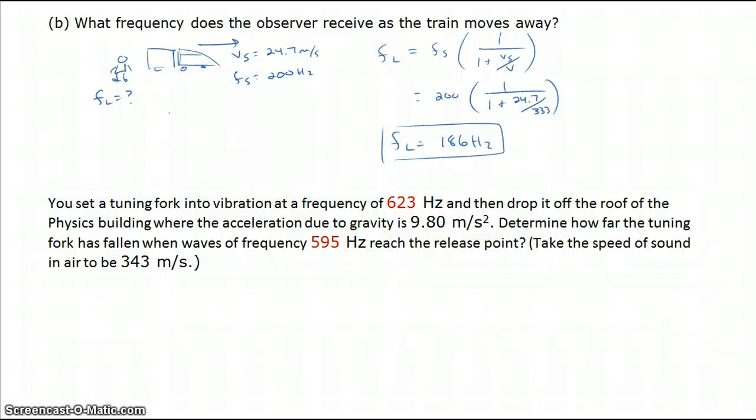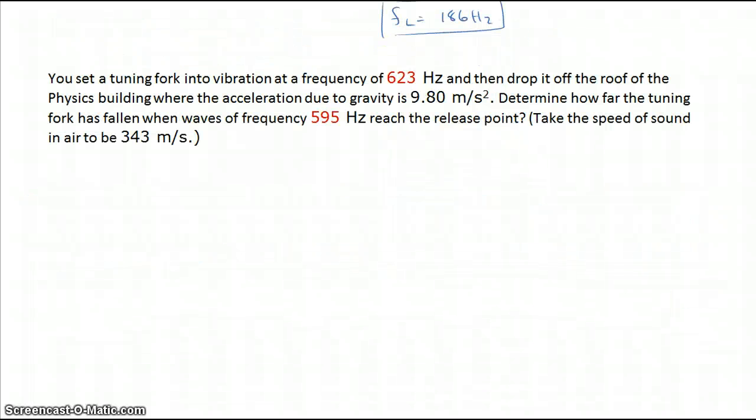Okay, so I chose another little one that I thought was kind of interesting. Here you have a tuning fork, and you get it vibrating, and then you drop it off a building. So here is our little tuning fork. It looks like a wishbone or something, but it's vibrating, and then you just let it fall off of a building. And as you might imagine, as things fall, they pick up speed, they accelerate.